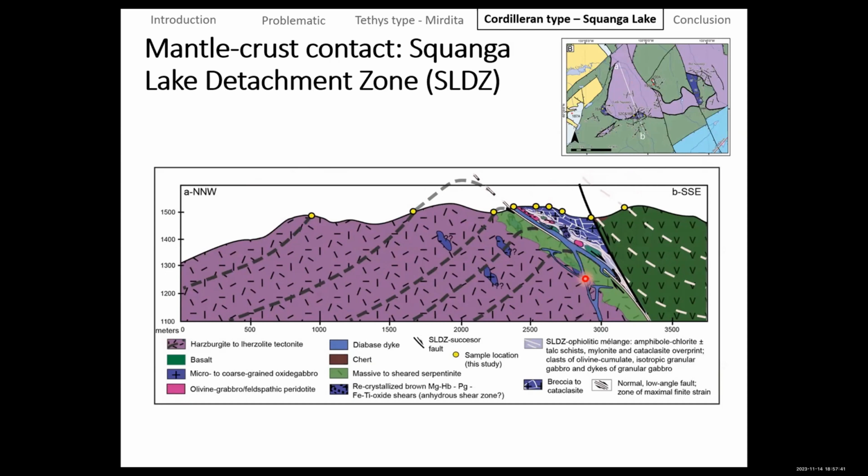And these are cut by some dikes, which are coeval to the formation of this shear zone. So this is all based on dating that we've done on these units. So that's how I interpreted that this is probably a syn-oceanic structure that is preserved in the Canadian Cordillera.